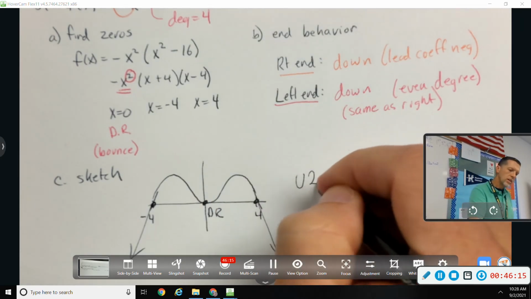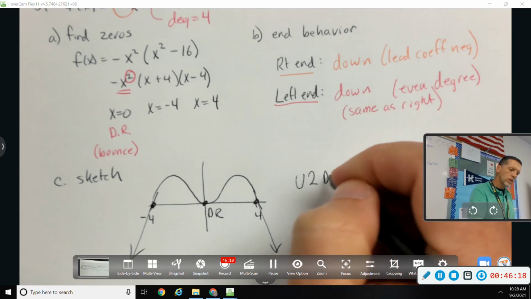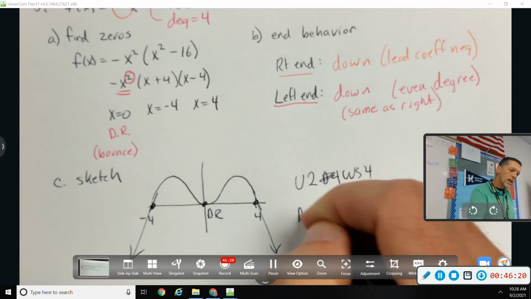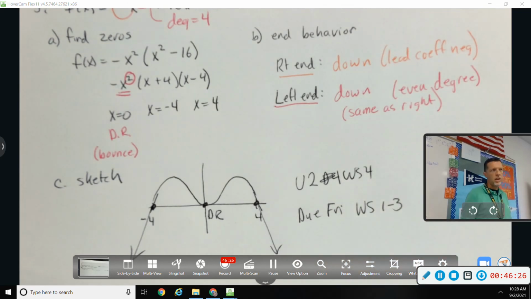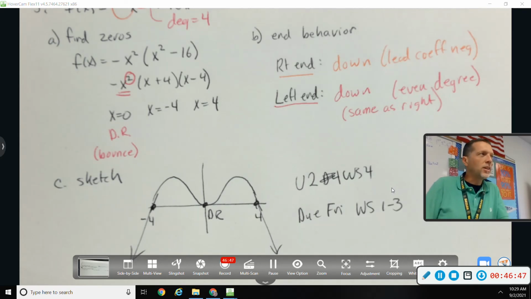Alright, the worksheet is worksheet 4. Oops, Unit 2, worksheet 4. And again, due tomorrow are worksheets 1 through 3. That should already be done, just about done with them already. Hopefully mostly done. We'll see. We still have like 20 minutes in here, so you can definitely have time to finish worksheets 1 through 3. I will take them today. If you're done and you want to hand them in and not worry about it, that'll work. Or I'll just take them tomorrow. Your choice.